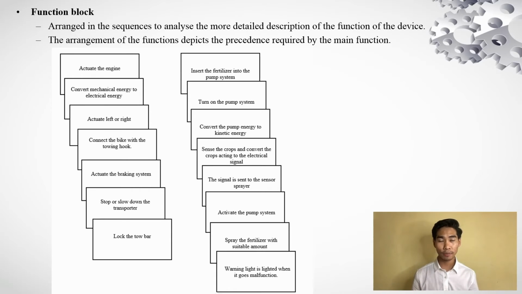Next, we have the function block. Function blocks are filled in the blocks and arranged in sequence to analyze a more detailed description of the function of the device. The arrangement of the functions depicts the precedence required by the main function. The figure shows the function blocks of the automatic transport with smart towing rigs.